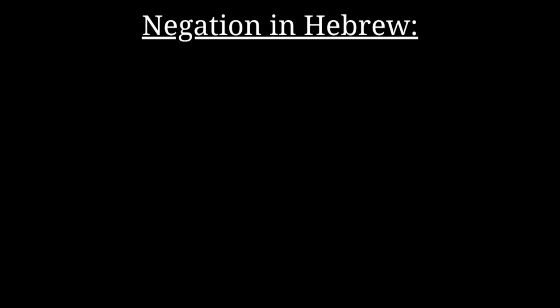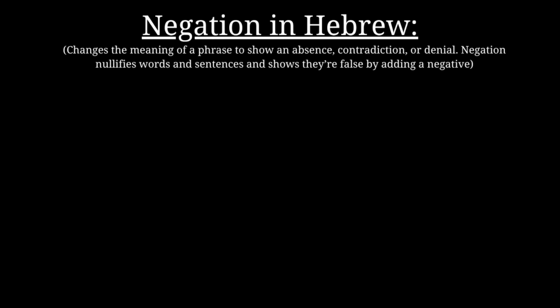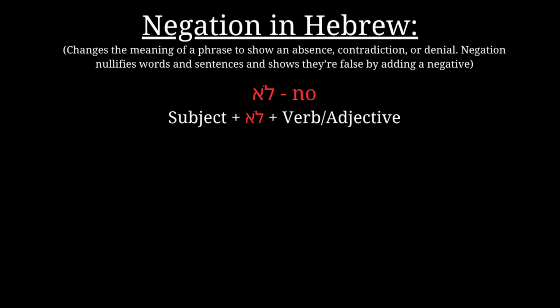Negation in Hebrew is the concept that changes the meaning of a phrase to show an absence, contradiction, or denial. Negation nullifies words and sentences and shows they're false by adding a negative. The most basic and common way to negate something in Hebrew is by inserting lo, meaning no, before a verb or adjective. So the most common pattern is a subject plus lo plus a verb or adjective, which would act as the English word not.